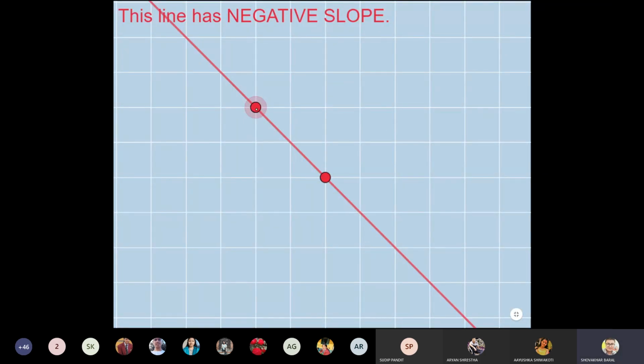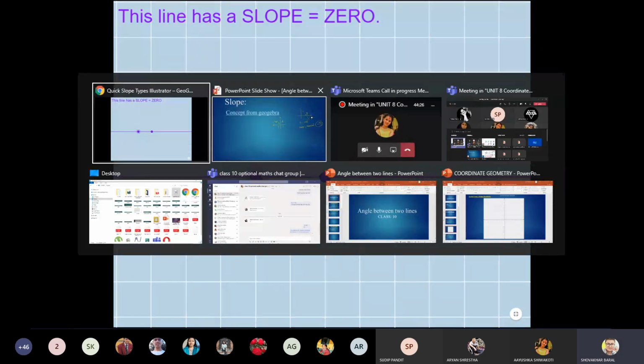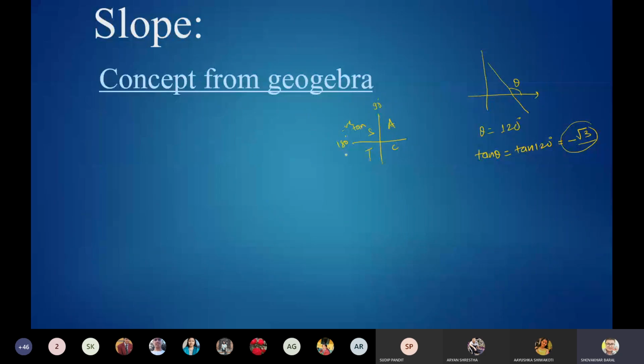And let me rearrange again. So the slope of this line will be 0. How? Because the angle of this particular line will be 0. Okay, suppose this is x-axis, this is y-axis, and there is any line parallel to x-axis or overlapped with the x-axis, the angle will be 0. Do you understand or not? How is the angle 0? You can take the concept from here.